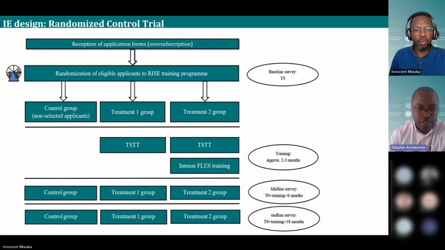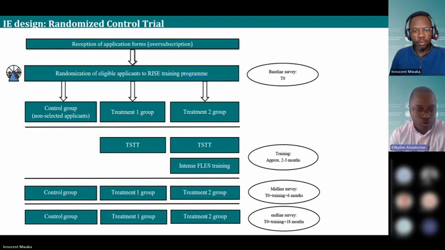And the idea is that at midline, and this was last year, we collected data from both the control group, that is those who did not follow the program, and those who were selected and followed the program. We still followed people who were selected for the program but did not even attend, because we still wanted to have an idea of why they did not attend. And then we also followed people who were not selected at all. And the idea is that I would follow these people again for the endline study 18 months after they have completed the course.